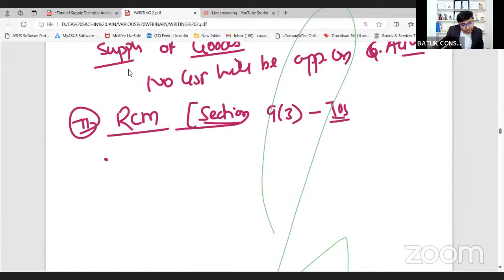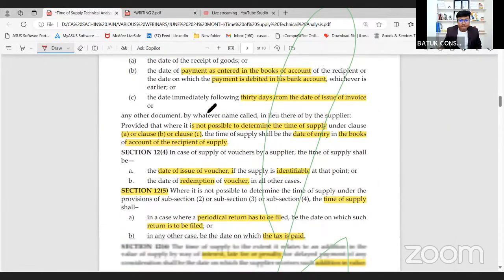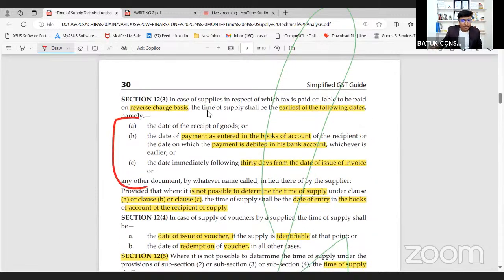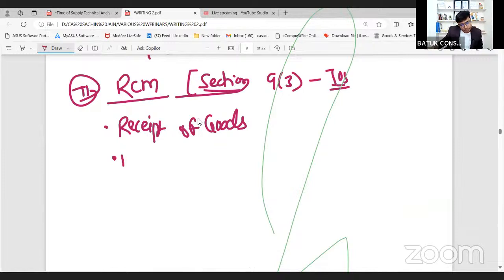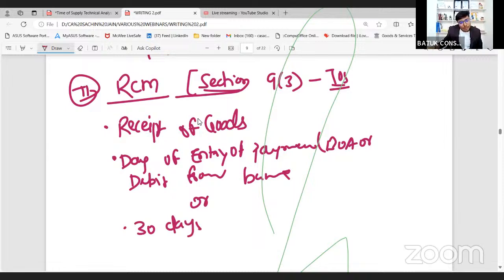So time of supply will be date of receipt of goods, or date of entry of payment in books of accounts or debit from bank, or 30 days from invoice date. Whichever is earlier, that will be treated as time of supply.